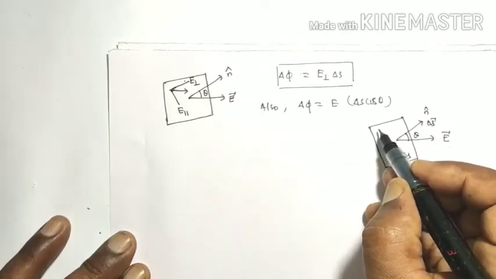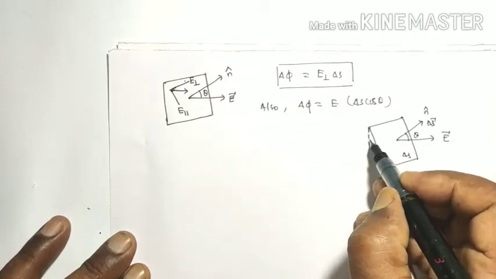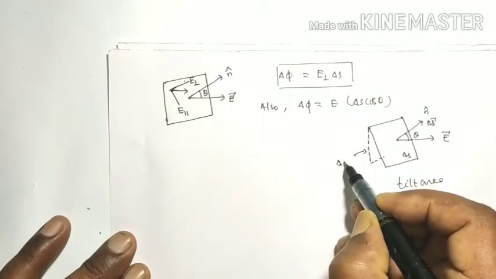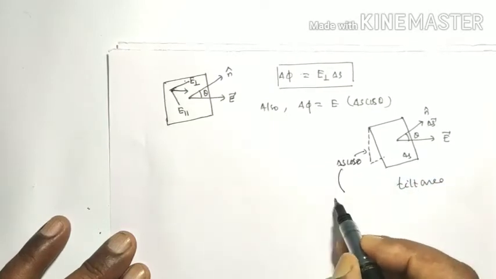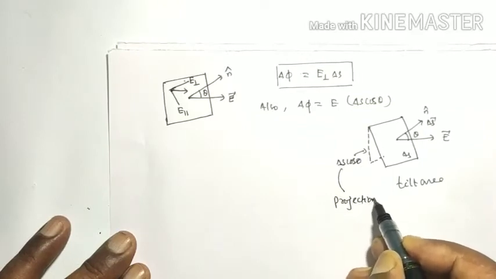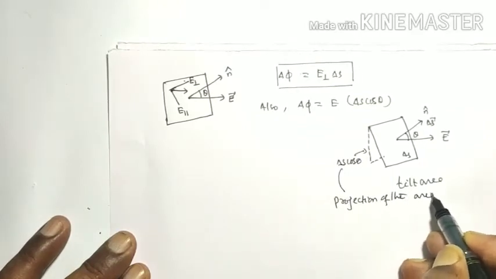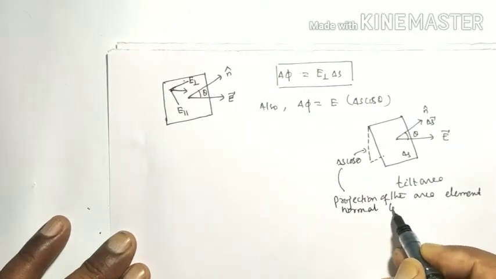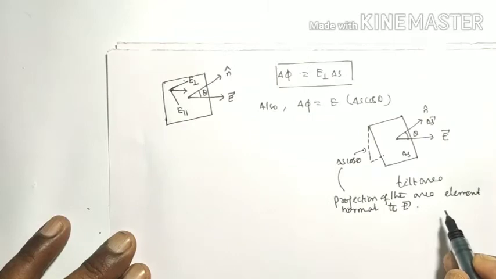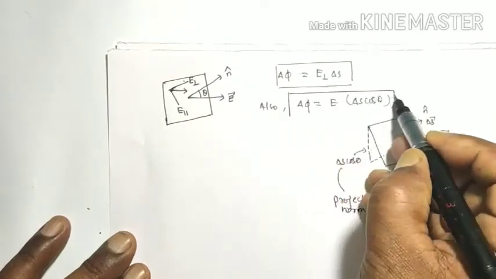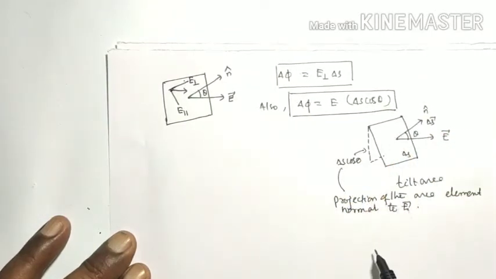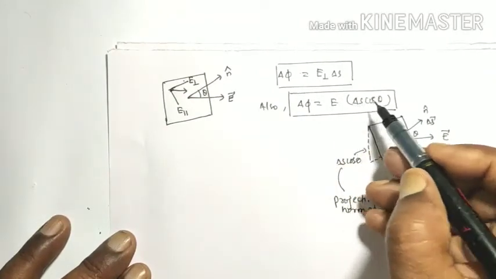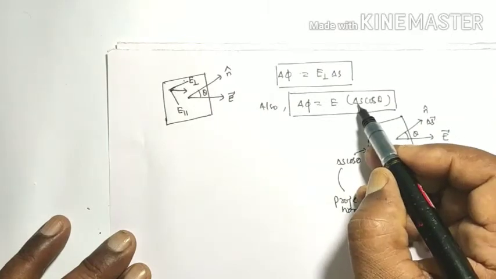So the projection of the area element is, that is delta S cos theta. This is the projection of the area element normal to E vector. So delta phi is equal to the product of magnitude of electric field into the projection of the area element normal to E, that is delta S cos theta.